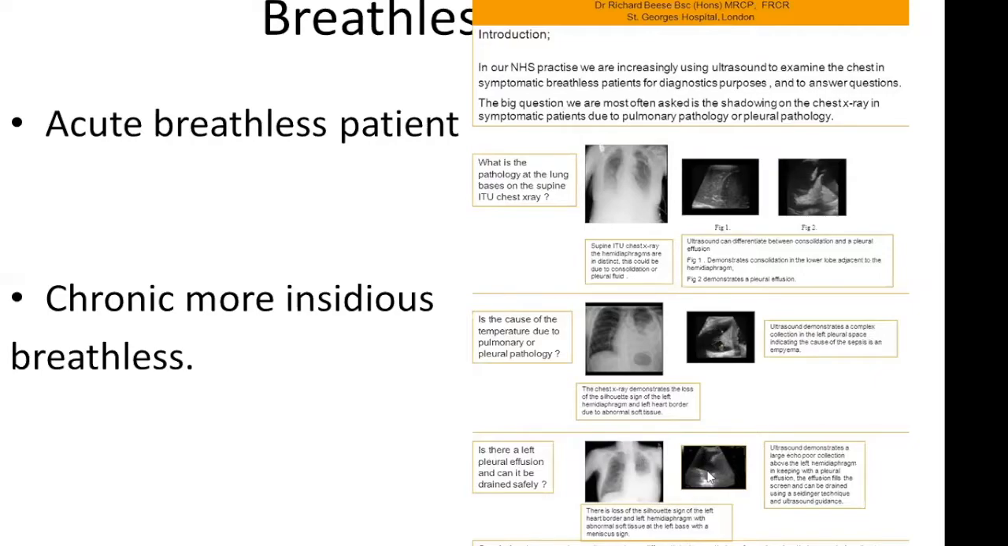And here is a pleural effusion. Here we've got pneumonia where it's solid and gray. And then we've got a paraneumonic effusion with pneumonia in this case.